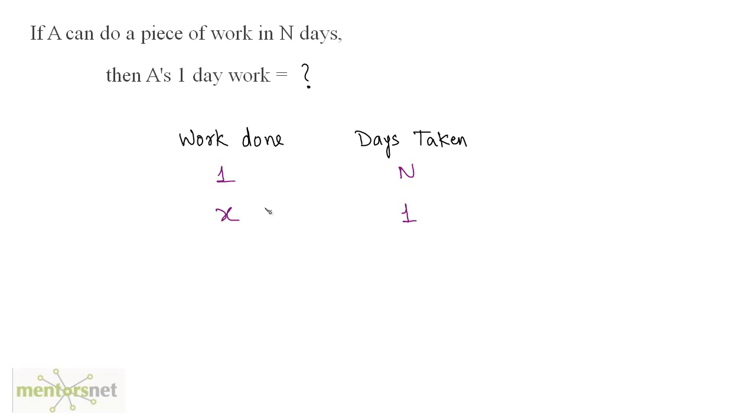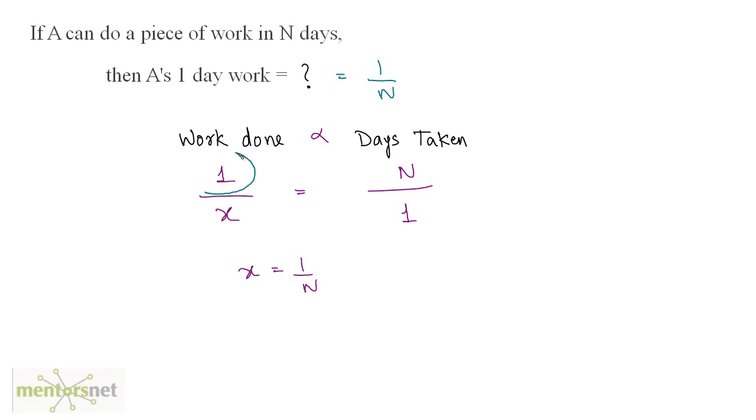Let it be x. So this is basically a direct proportion because the more work is done, the more days are taken. So we can actually equate these ratios. So we have x is equal to 1 by n. So the work that A does in 1 day is equal to 1 by n.